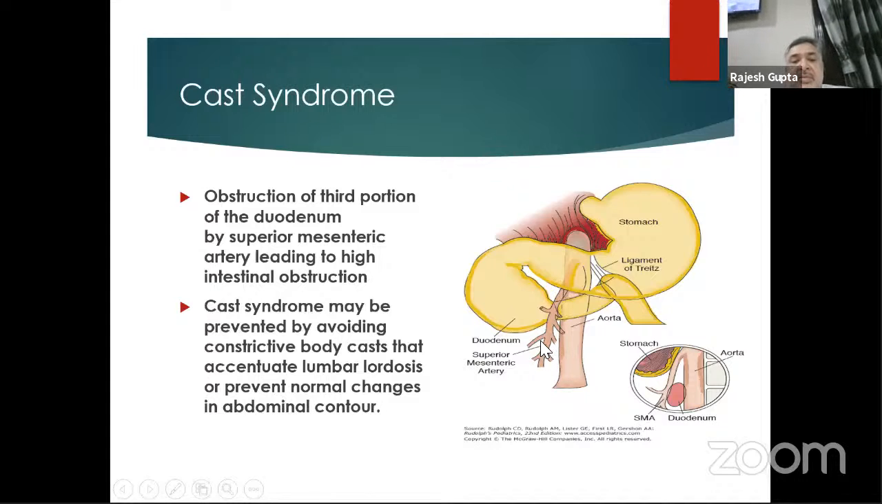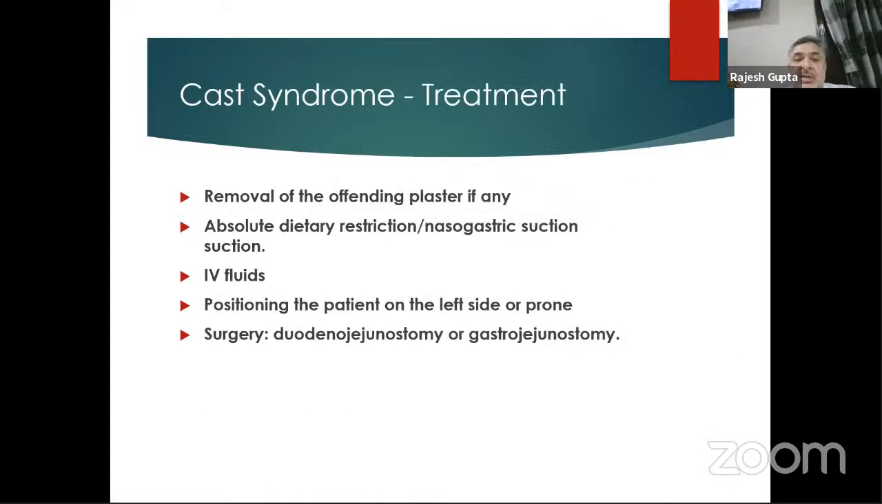And cast syndrome may be prevented by avoiding a constrictive body cast that accentuates lumbar lordosis or prevents normal changes in the abdominal contour. So if it occurs, we have to remove the offending plaster, if any, absolute dietary restriction and nasogastric suction, IV fluids, positioning of the patient on left side or prone, and if required, duodenectomy or gastrojejunostomy.